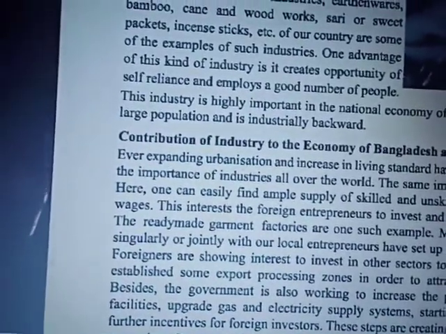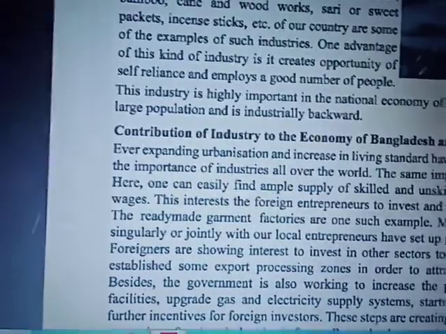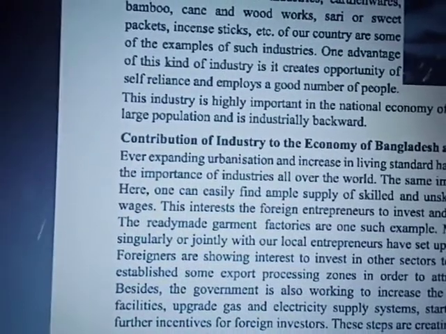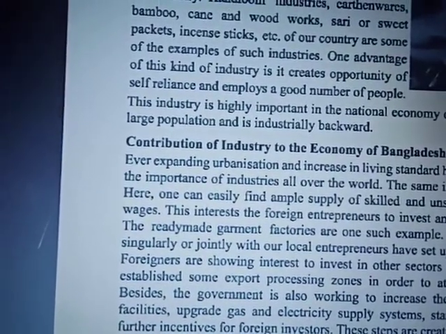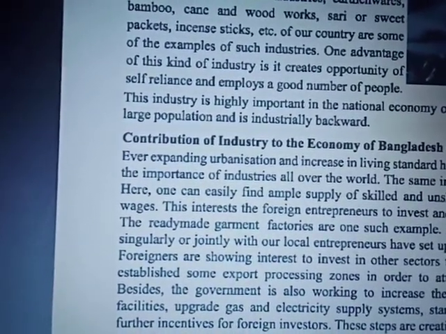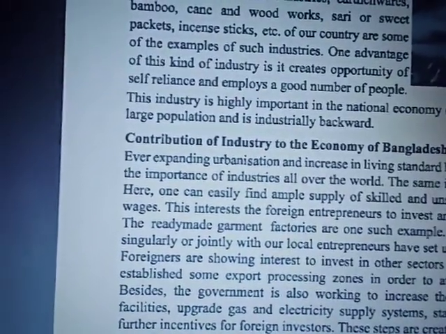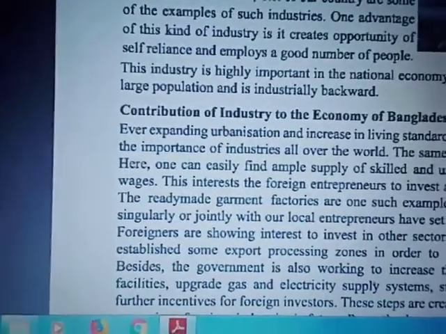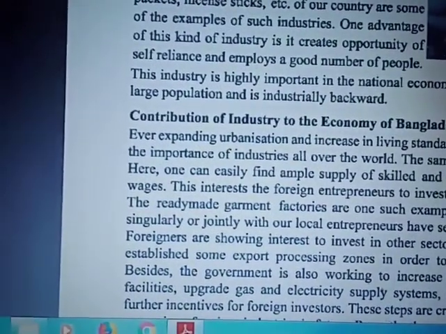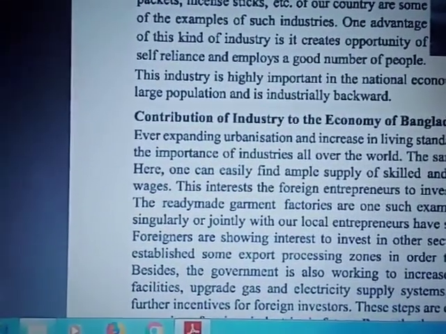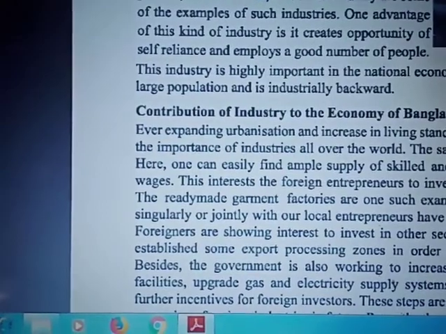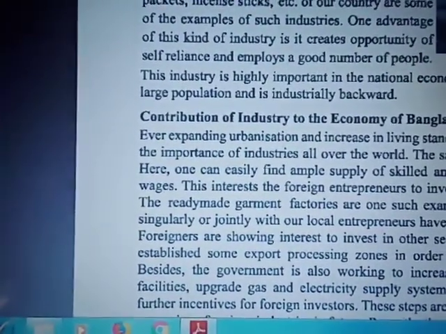Eight EPZs are there in Bangladesh, and two are totally private: Dhaka, Chattogram, Khulna, etc. The ready-made garment factories are one such example. Many foreign companies, singly or jointly with our local entrepreneurs, have set up garment factories here. Foreigners are showing interest to invest in other sectors because cheap wage workers are available here.